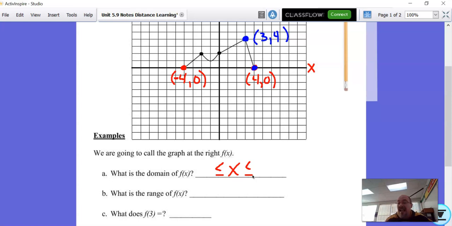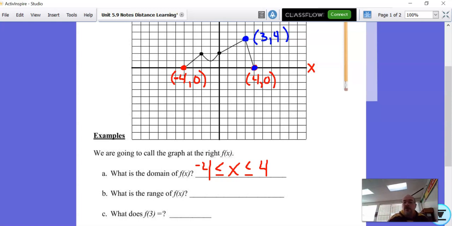What's the lowest x value? What's the dot furthest to the left? That's a negative 4. What is the biggest x value? That's the dot all the way on the right that I marked. That's a positive 4. So that's telling me the domain of this function goes from negative 4 to positive 4.